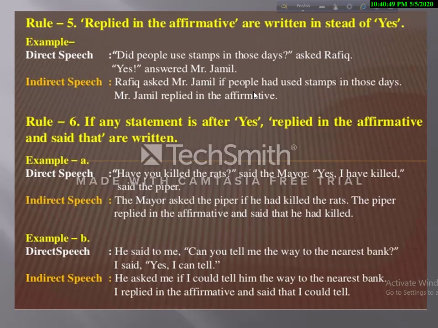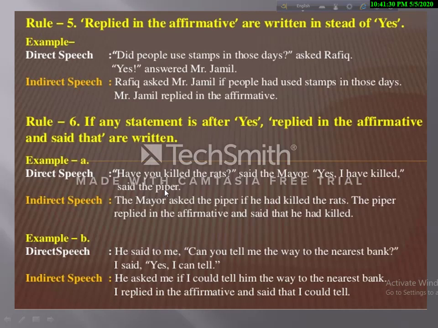But sometimes you will find some sentences after yes, and then you will have to write that sentence adding that or and said that, and it is written in rule 6. If any statement is after yes, replied in the affirmative and said that are written. That means for yes, you will write replied in the affirmative, and for the other sentence followed by yes, you will write and said that.